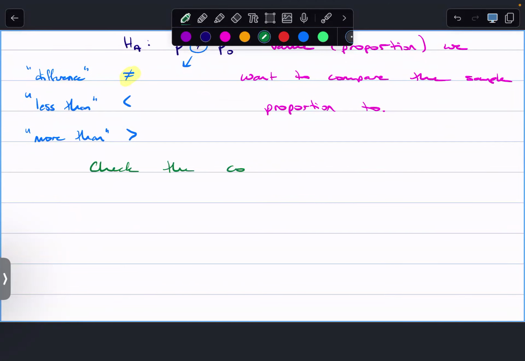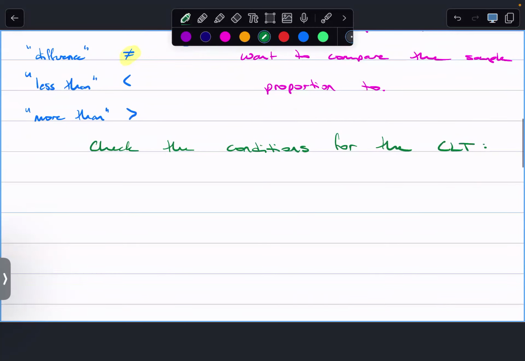Check the conditions for the central limit theorem. In order for the central limit theorem to apply, we have these conditions. The reason I'm doing them in green is because I'm not super concerned about them. They take up a lot of brain space, and they're always going to check out. So just have a general idea of what the conditions are for a hypothesis test.